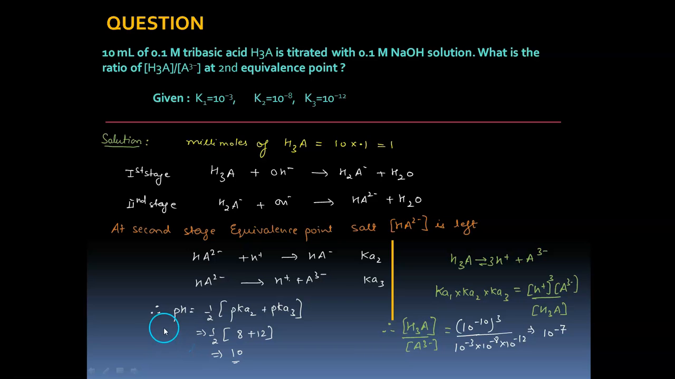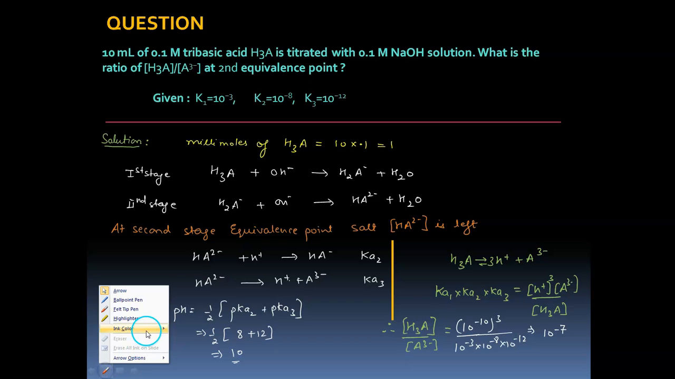Now, this is an important question in ionic equilibrium where we have to find the ratio of an acid to its anion at the second equivalence point. When we talk about the equivalence point, it's a point where the millimoles of acid are equal to the millimoles of base. So the entire acid and base is converted into salt. At that point, in the solution only salt is present.